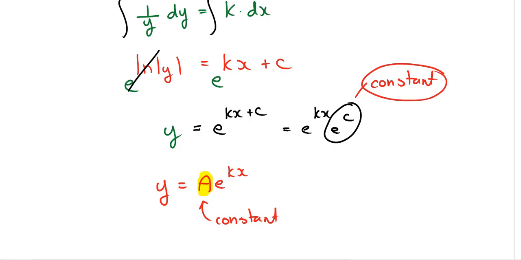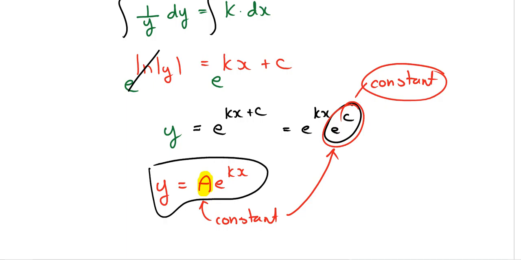So instead of writing this e to the c here, we can just use the letter a and say that we have a constant right there. And this is the kind of solution to this kind of differential equation, and we'll be using this solution to approach some of the word problems in this chapter as well.